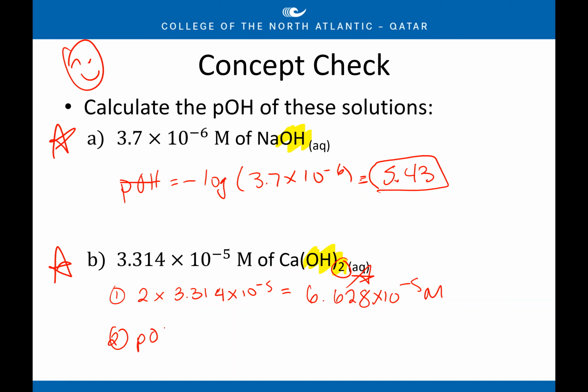Step 2, POH, I remembered this time, negative log of 6.628 times 10 to the minus 5. And here we go. Oh, I'm going to try something really tricky. I'm probably going to regret it. Nope, it worked. 4 point, how many sig figs? 4 sig figs. So technically, guys, with sig figs, this would be 4.179.